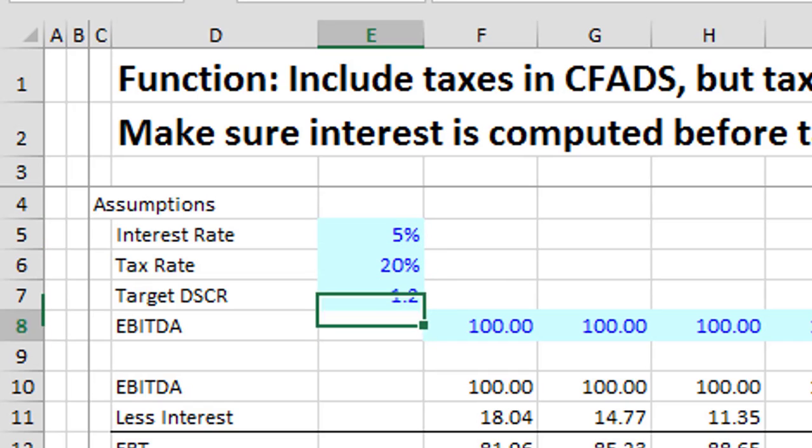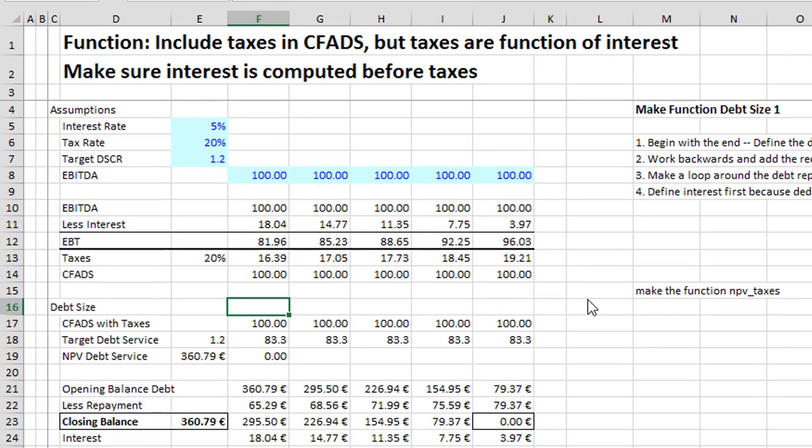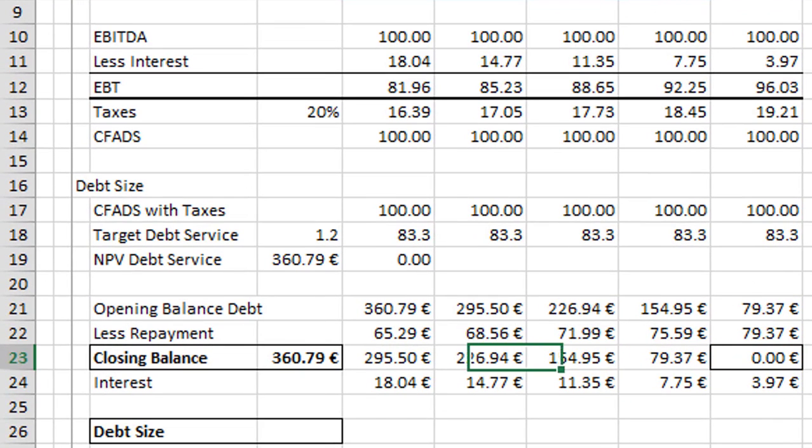Okay. Now, I probably made another mistake. Now we have some taxes. Now this CFADS right now, I said, oh, that's just 100. And then if that's 100, well, we take the NPV here, not of our CFADS, but our target debt service. That gives you the balance of the debt, and it all works beautifully.